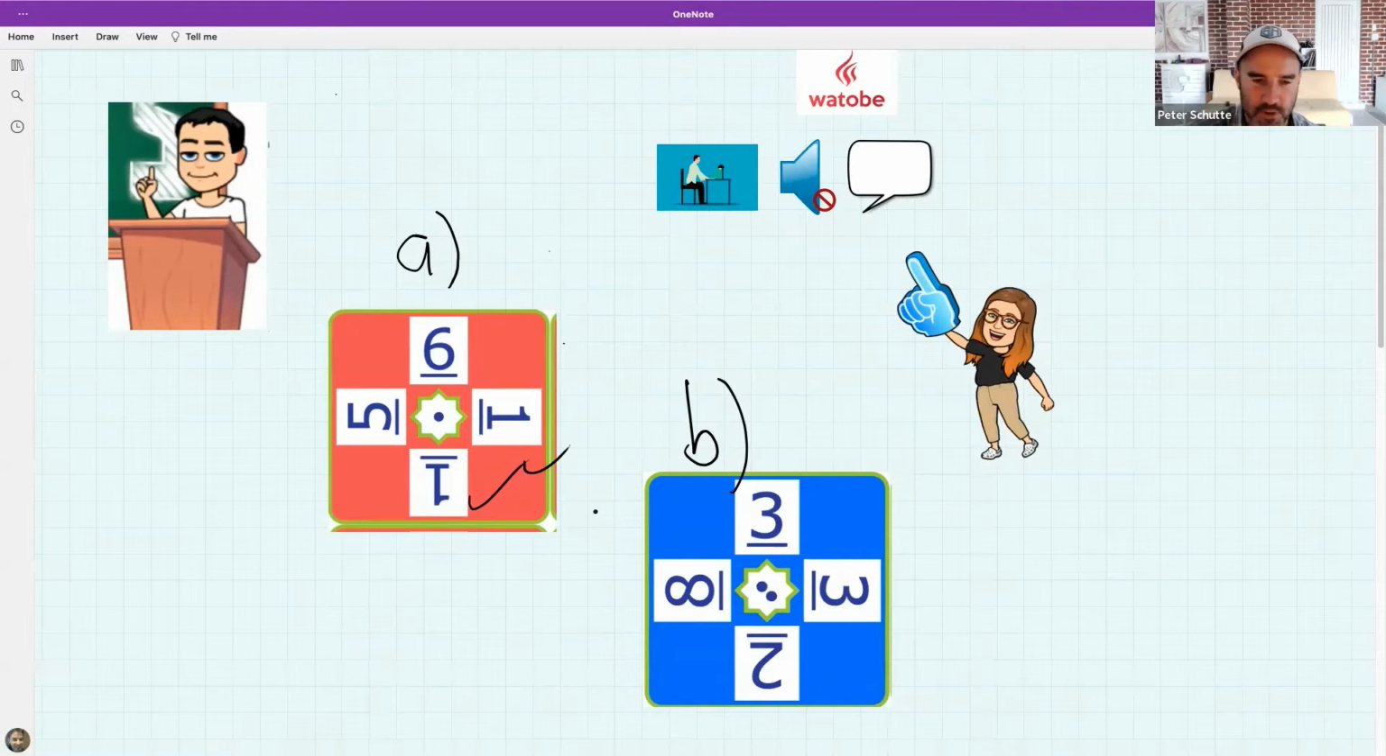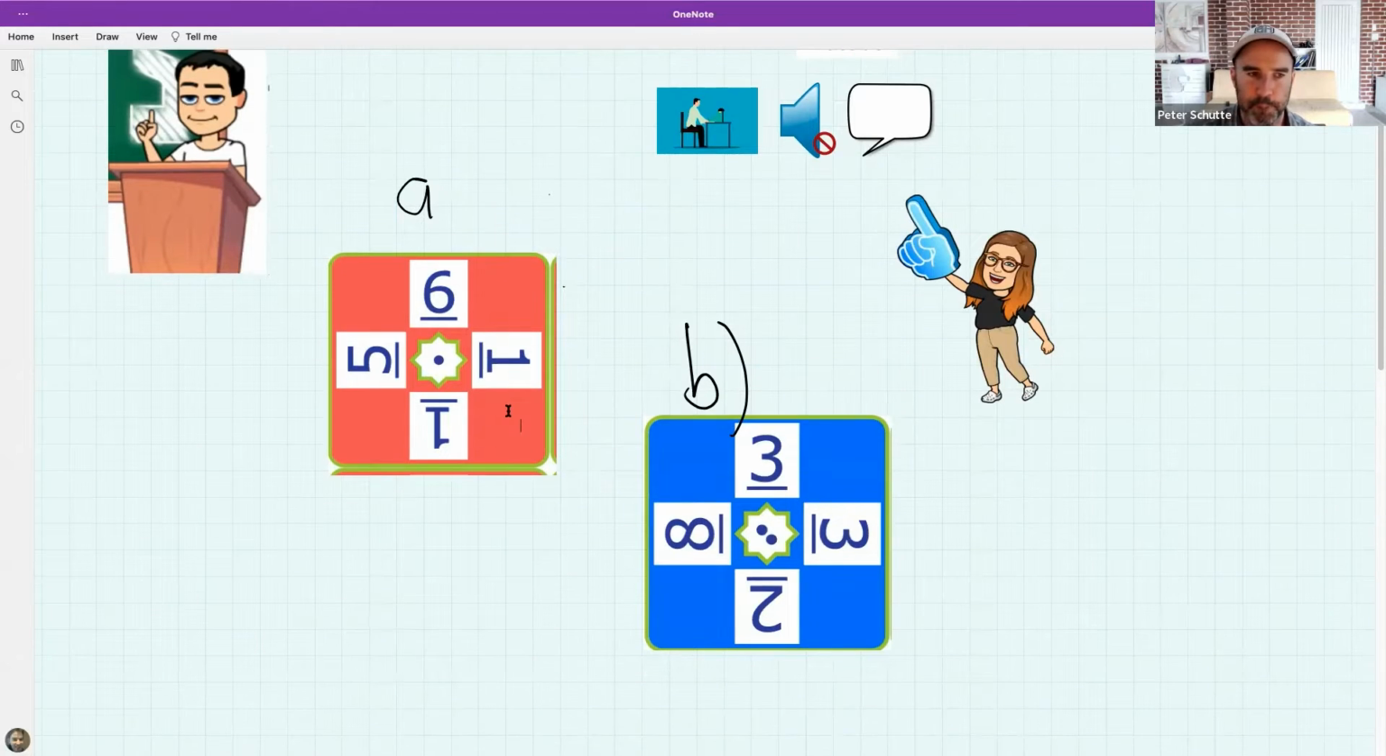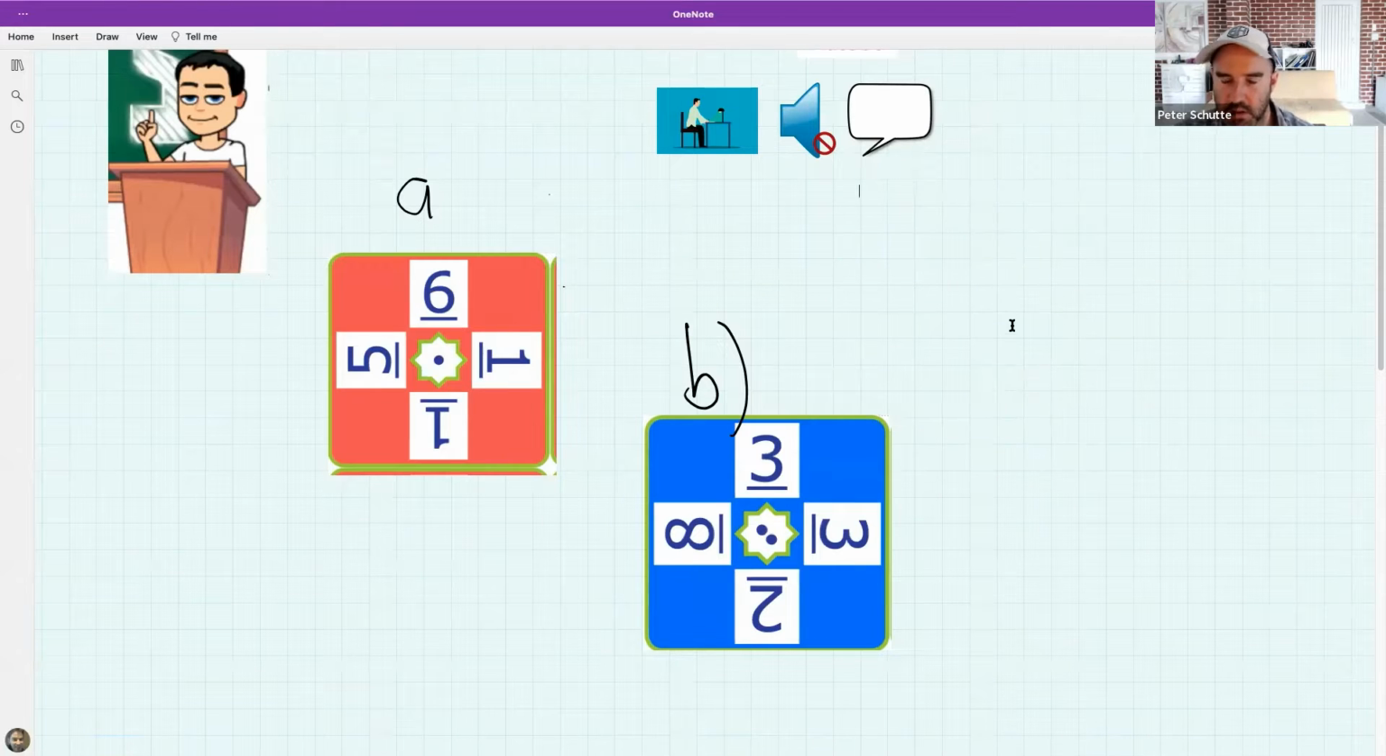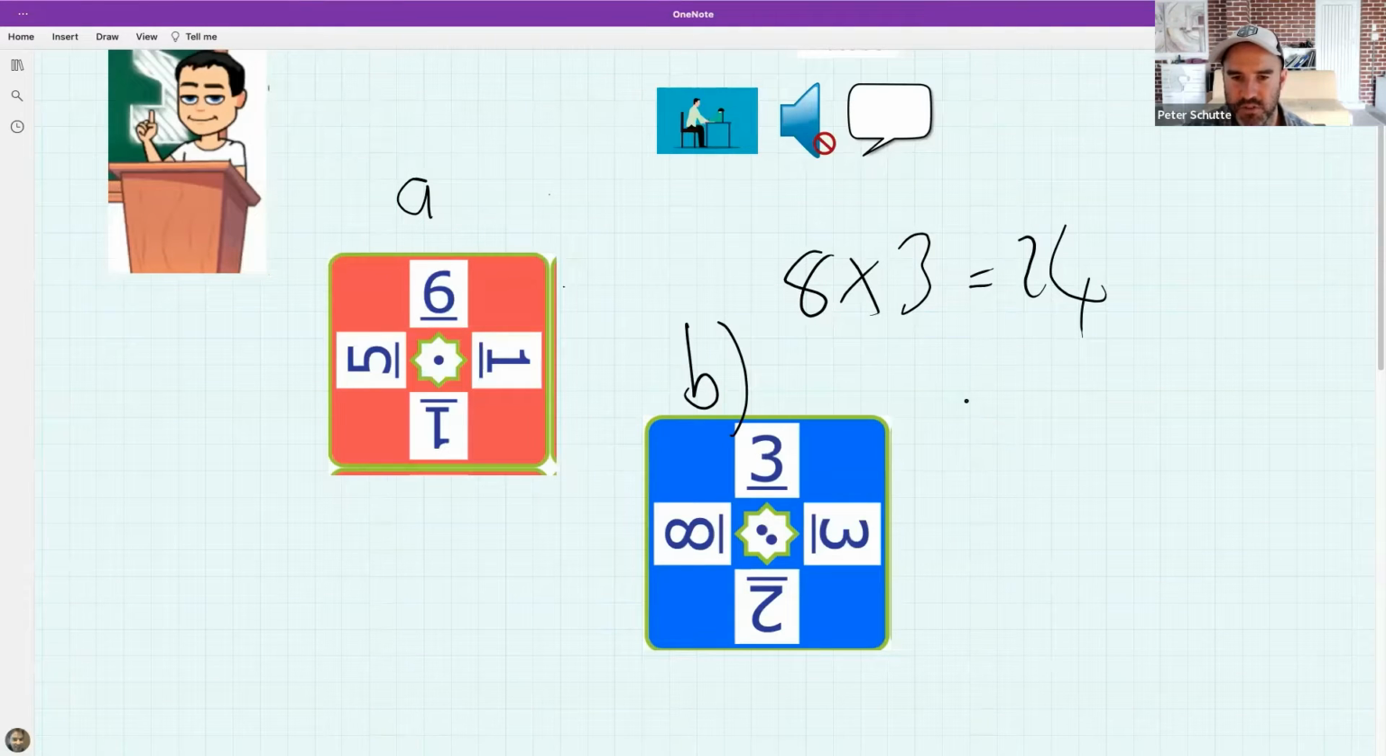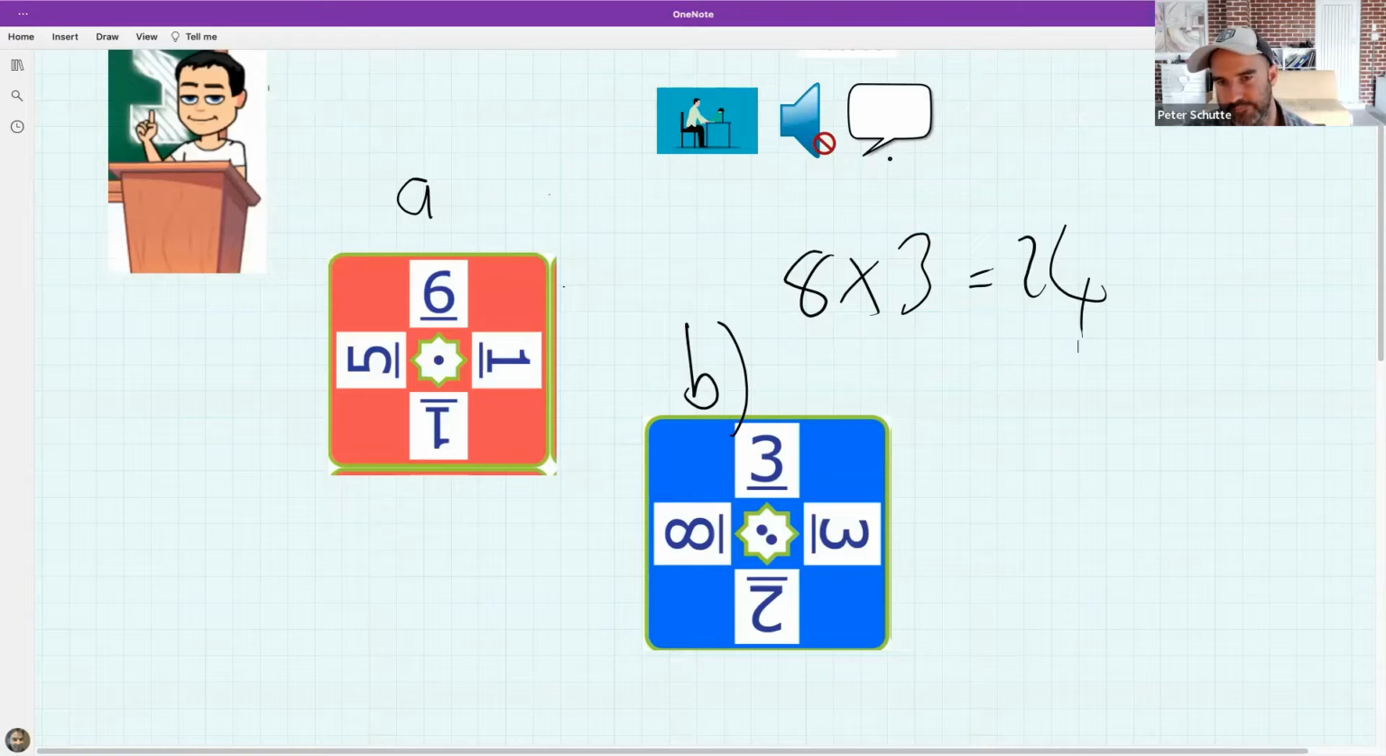Let's see if you can get B. Who can get B? How do we get to 24 with B? Who can get close? I mean, one way of getting there could be 8 times 3 is 24. But then how do I use up the other 3 and 2? What do you think?